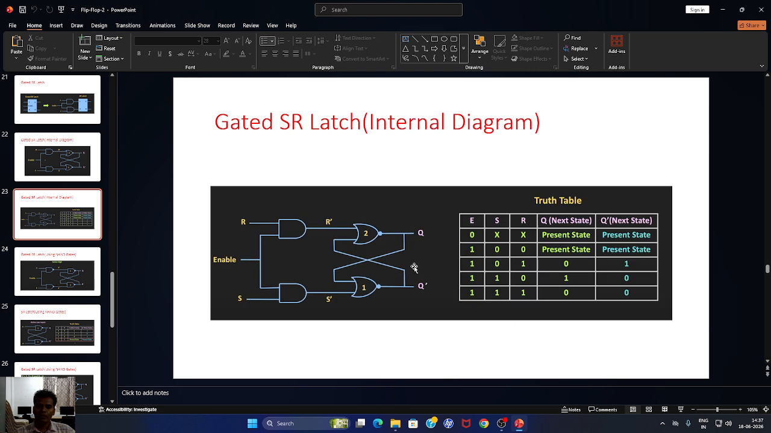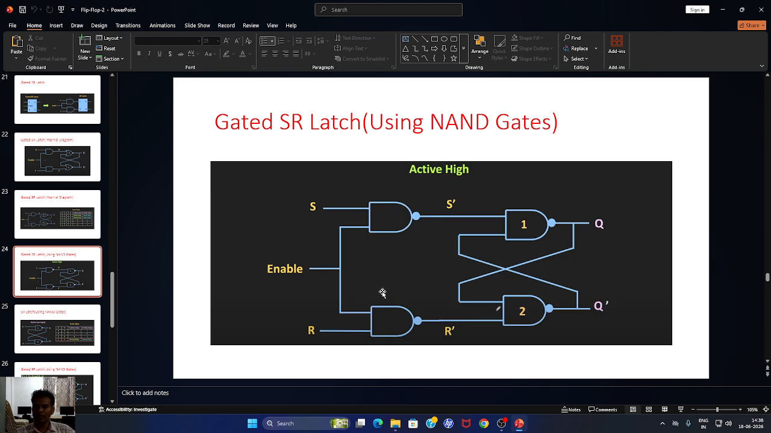Next, so here we implemented the gated SR latch, and I added AND gates. Instead of AND gates, I want to implement this gated SR latch using NAND gates. So this is the logic diagram of the gated SR latch, which is implemented using NAND gates.